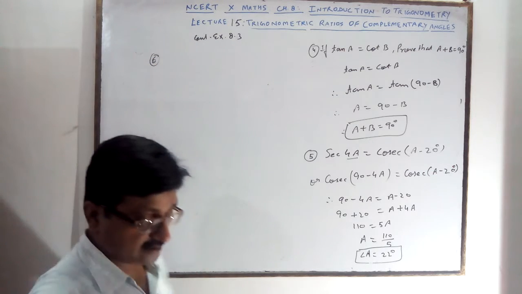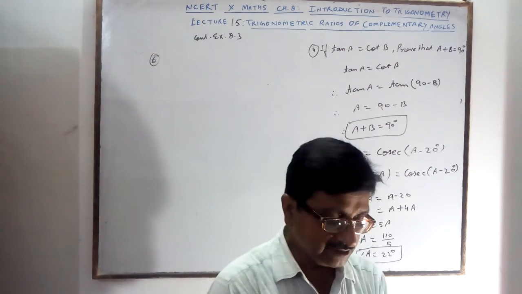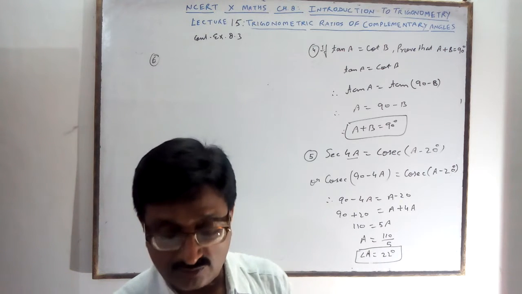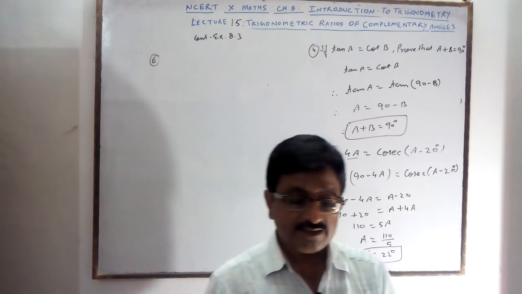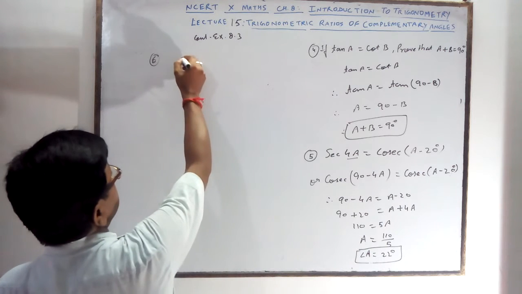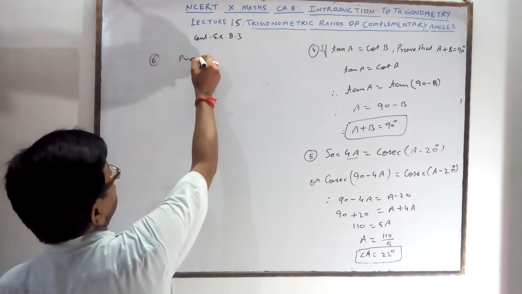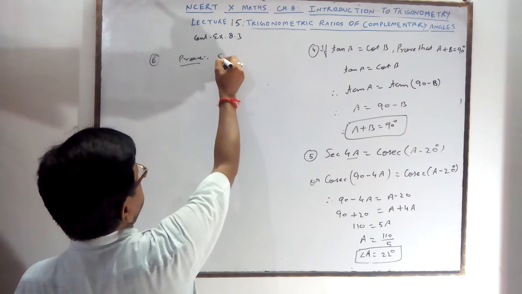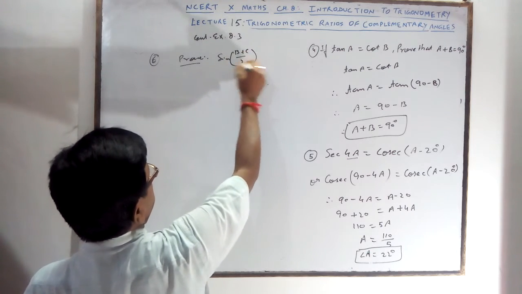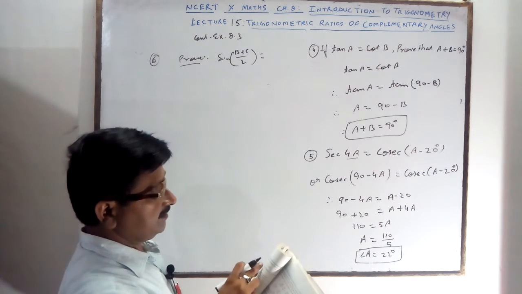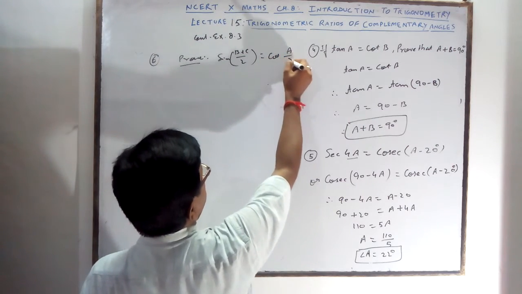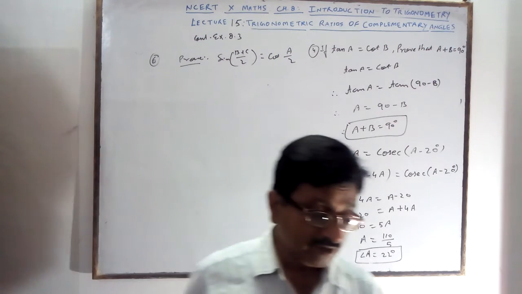Then prove that these are the angles of a triangle. If A, B, C are interior angles of a triangle ABC, then show that sine of (B plus C) by 2 is equal to cos A by 2. This question is given in the book.